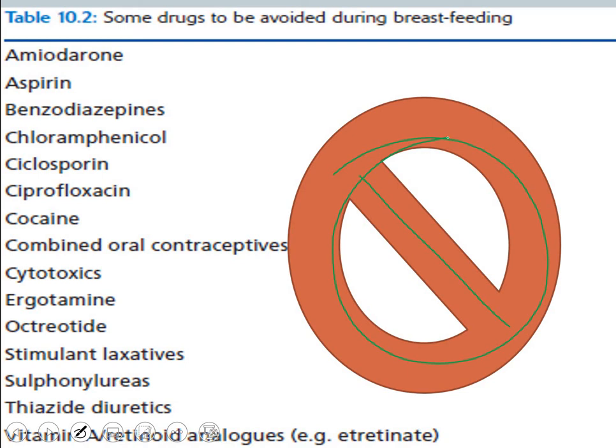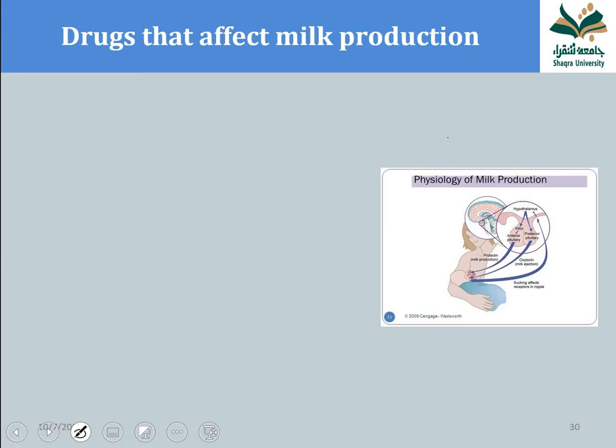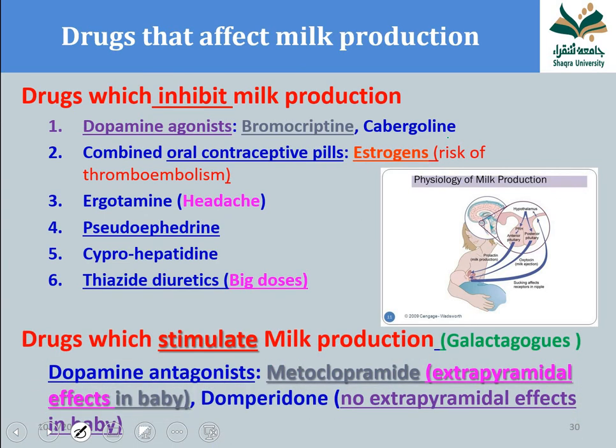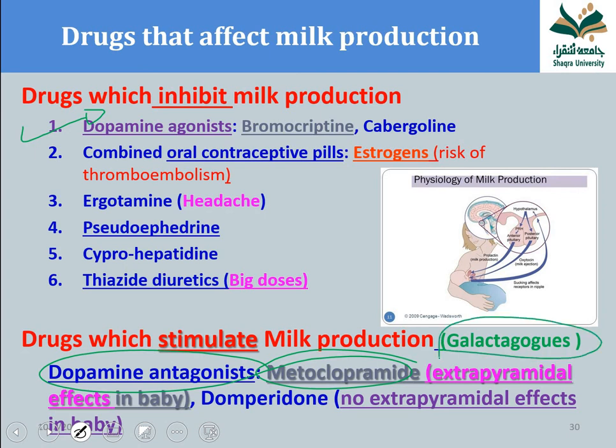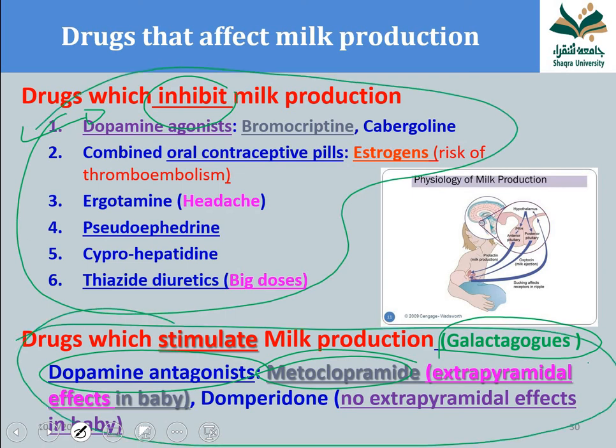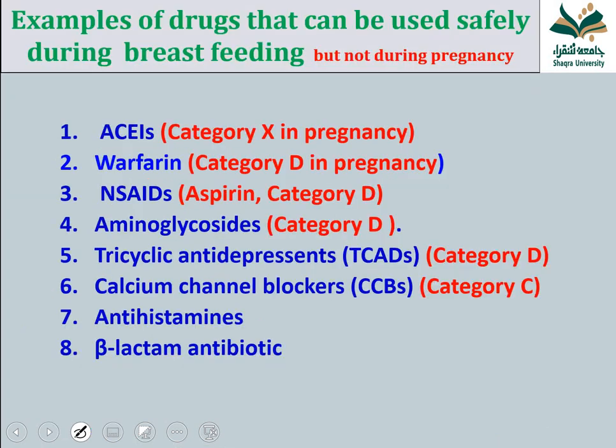For example, aspirin, amiodarone, benzodiazepines, clomiphene, and drugs that affect milk production. These drugs are usually dopamine receptor agonists and antagonists, ergotamine and pseudoephedrine. These drugs can create problems for the mother, especially during lactation, so you should be quite vigilant about all of them. These are dopamine receptor antagonists, and this can produce galactagogue effects and galactorrhea. Some of these drugs inhibit and some stimulate. This class stimulates. So you should understand this slide as well.